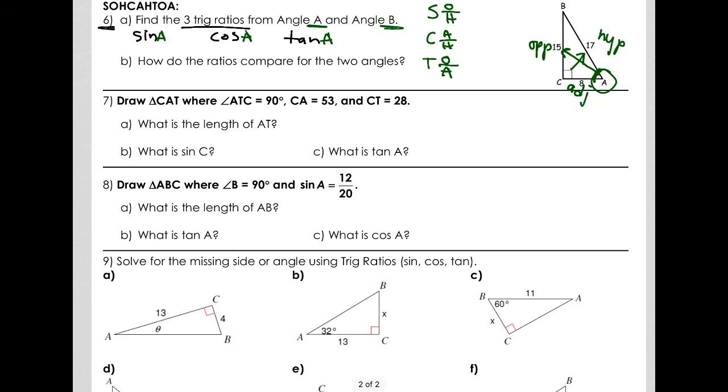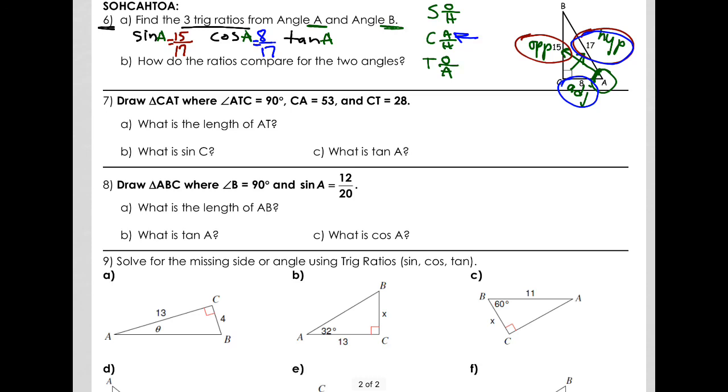So to do the sine, I am going to do the opposite, which is 15, over the hypotenuse, which is 17. If you try, you will notice that fraction does not simplify. So I'll just circle it in blue. The cosine, remember, is adjacent over hypotenuse, so our adjacent is 8, and the hypotenuse is 17. So that's the cosine of A.